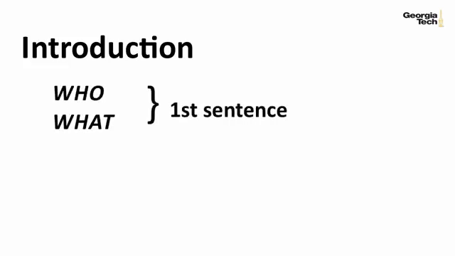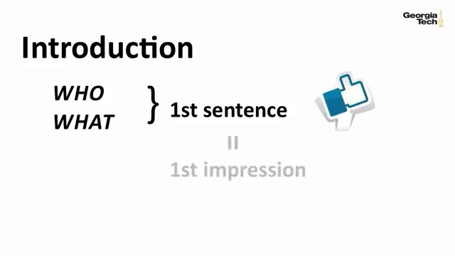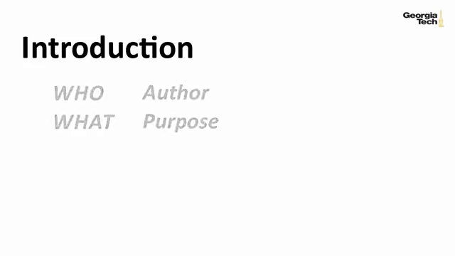The introduction shows the reader who is writing and what the email is about. It is expressed in the first sentence of your message. The introduction is one of the most important parts of email text because it gives the reader a first impression of your email message. So, to write the introduction, you need to consider the author and the purpose of your email. Let's talk about each of them separately.